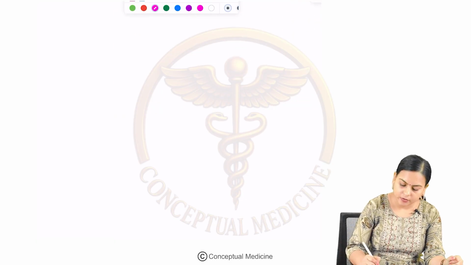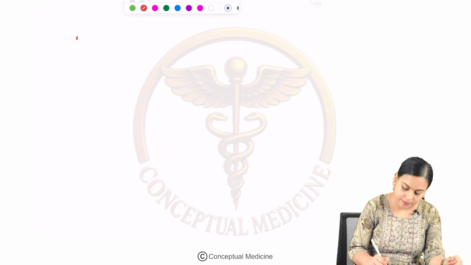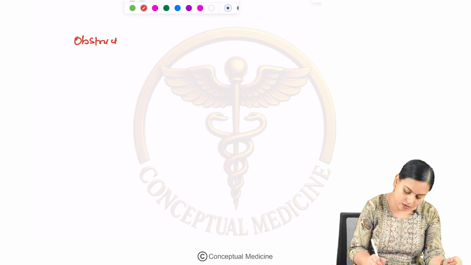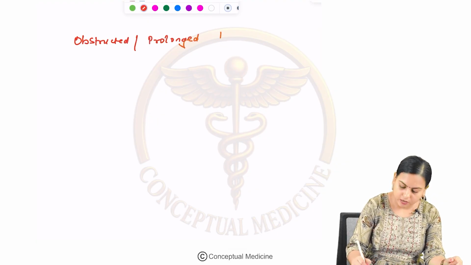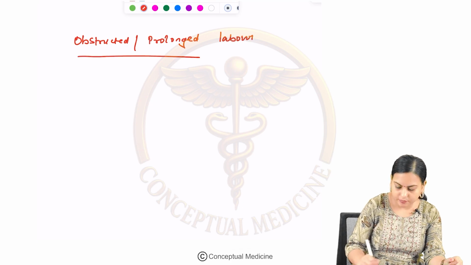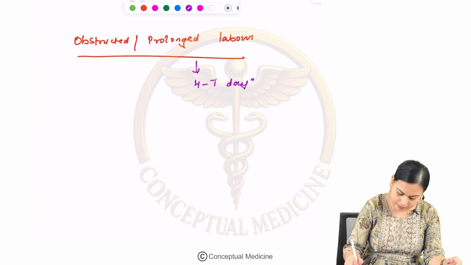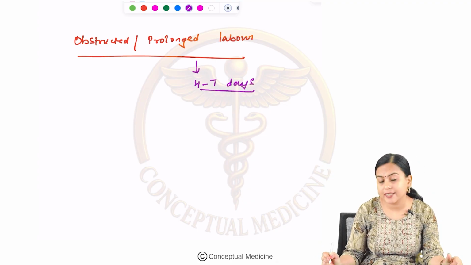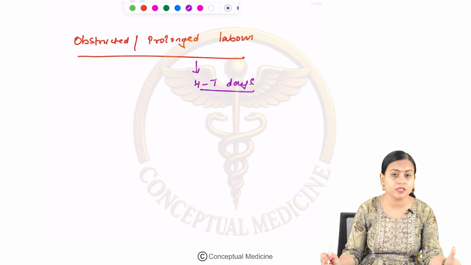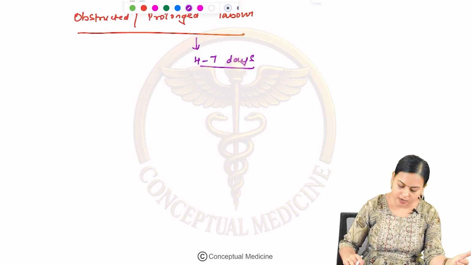Now, in case of obstructed labor or prolonged labor, usually the symptoms will rise 4 to 7 days after delivery, because there will be ischemic necrosis and then only sloughing of that particular area, right?